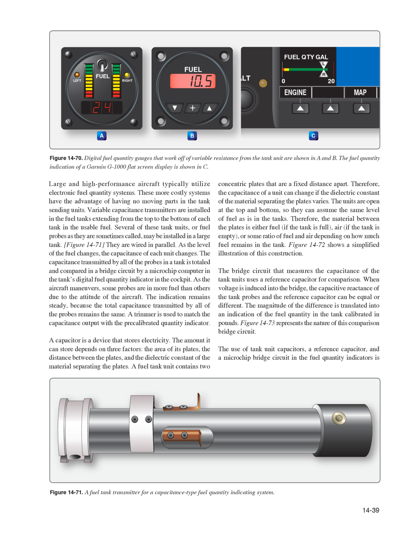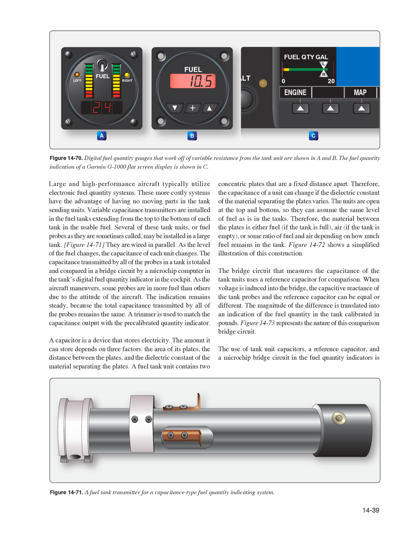A capacitor is a device that stores electricity. The amount it can store depends on three factors: the area of its plates, the distance between the plates, and the dielectric constant of the material separating the plates. A fuel tank unit contains two concentric plates that are a fixed distance apart. Therefore, the capacitance of a unit can change if the dielectric constant of the material separating the plates varies.